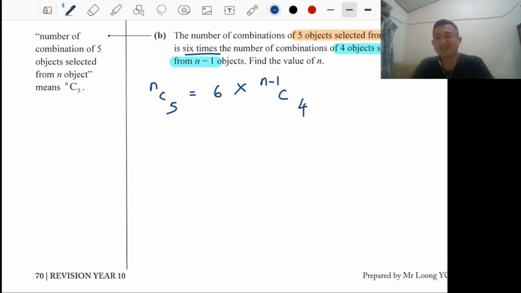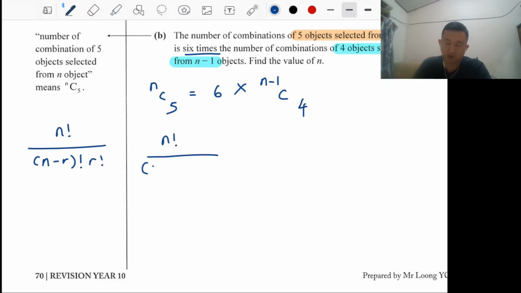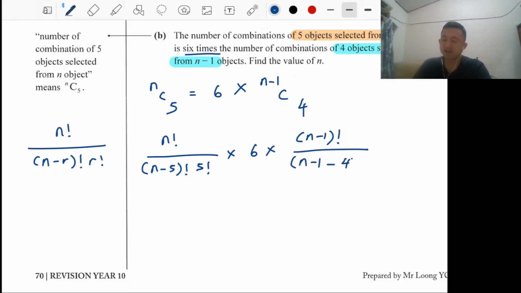You just have to interpret the equation from the statement. nC5 equals 6 times (n minus 1)C4. We change it to the formula. Remember the formula that we use? C, right? n factorial over (n minus r) factorial, r factorial. So we use this one. n factorial over (n minus 5) factorial, meaning n minus r, factorial, equals 6 times (n minus 1) factorial over (n minus 1 minus r) factorial.